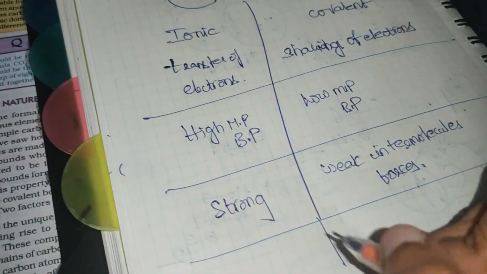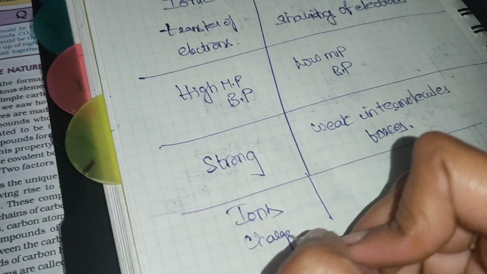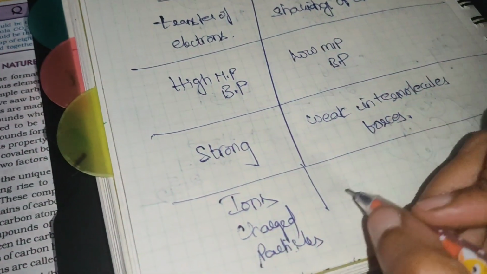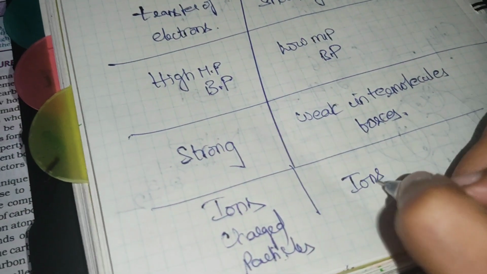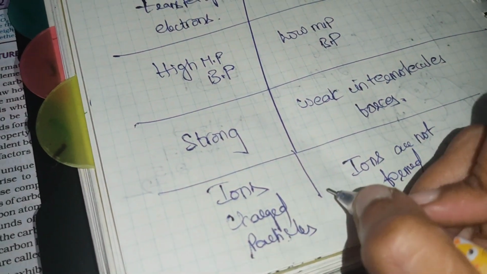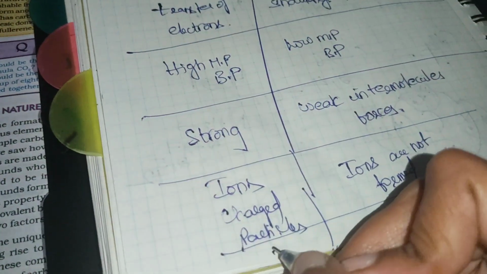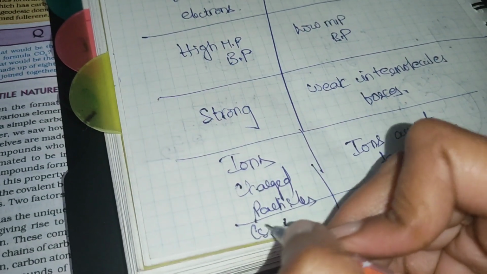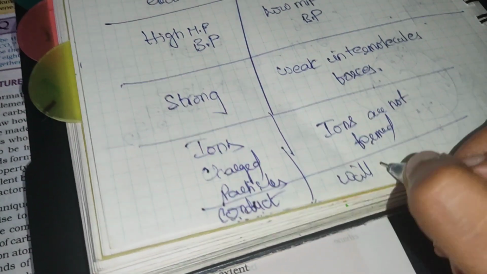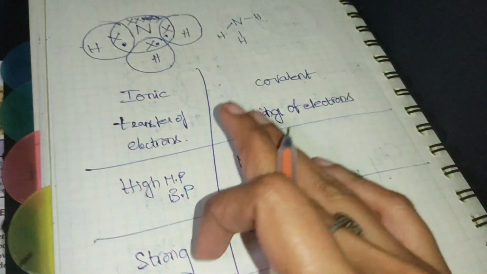Then in ionic bonds, ions are formed. Ions means charged particles like anions and cations. Plus and minus charge will be there. Here ions are not formed. Then we can say ionic compounds can conduct electricity because ions are there. Covalent compounds will not conduct electricity. So these are the differences between ionic compounds and covalent compounds.